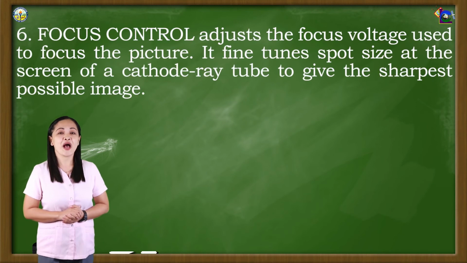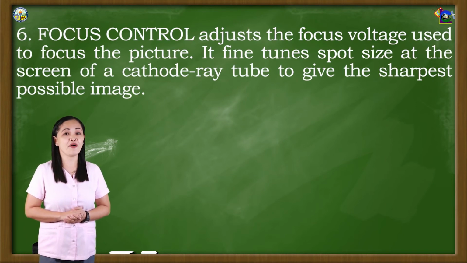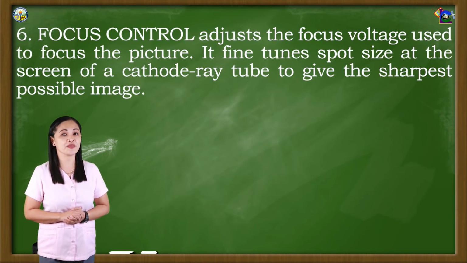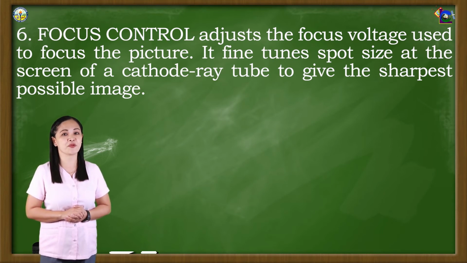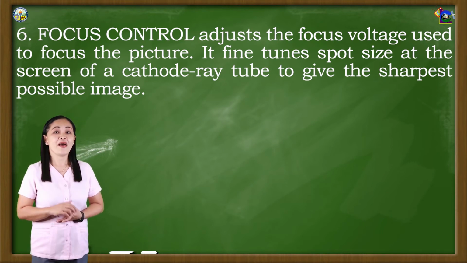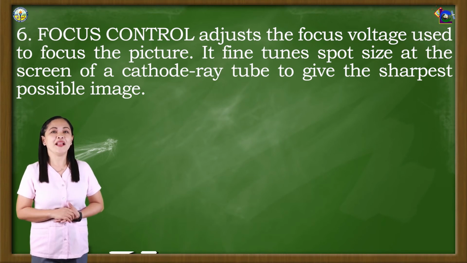Number 6. Focus control adjusts the focus voltage used to focus the picture. It fine-tunes the spot size at the screen of a cathode ray tube to give the sharpest possible image. The correct answer is letter J.